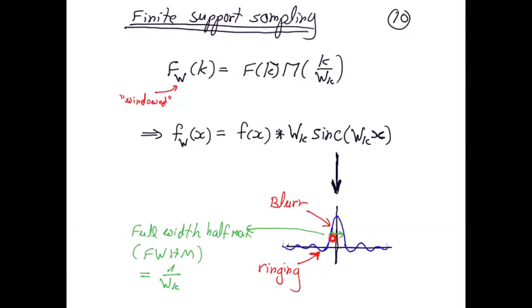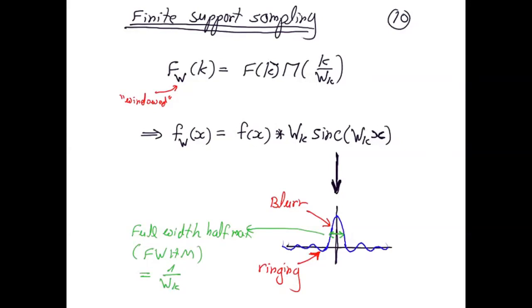Now, the full width at half max of this, the width at half the maximum, is proportional to 1/W sub K. So the width of the blur is determined by how wide you collect in K space. If you collect a wide range in K space, then 1/W sub K is going to be very narrow, right? If you collect a very small piece of K space, you're going to get a very wide main lobe, okay? So that kind of makes sense. The more frequencies I collect, the less blurring I'm going to get.